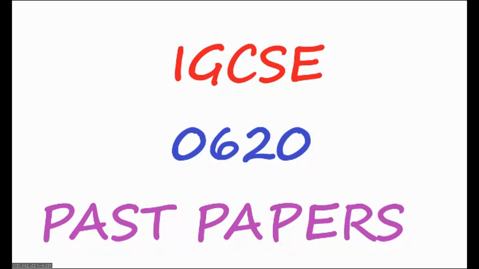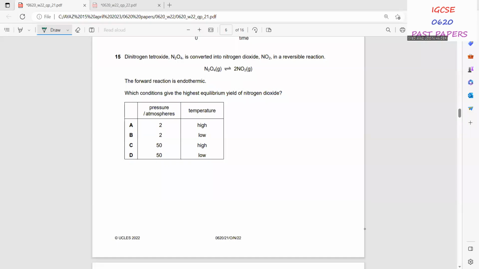So I was doing the IGCSE 0620 past papers, and the year I have selected was October-November 2022, and the variant is 21. So I will continue with the paper.